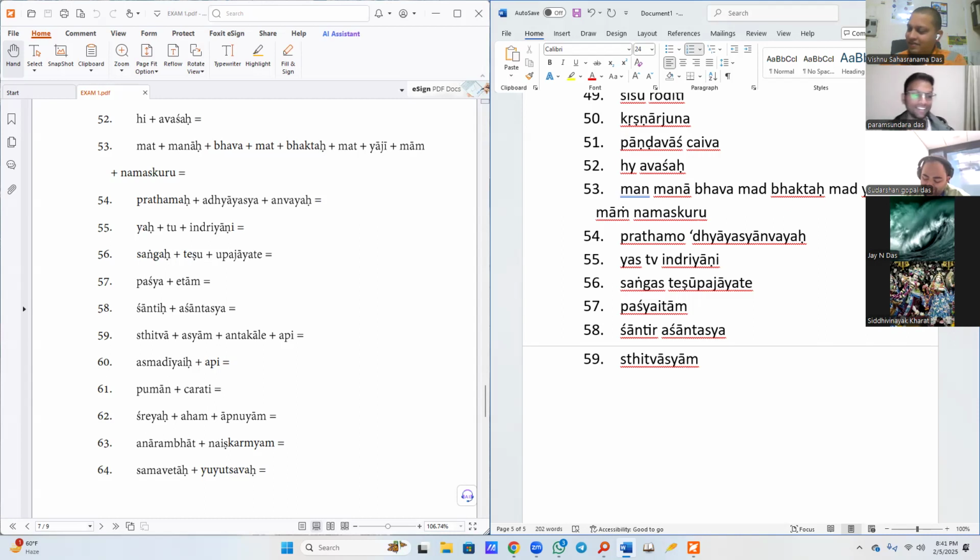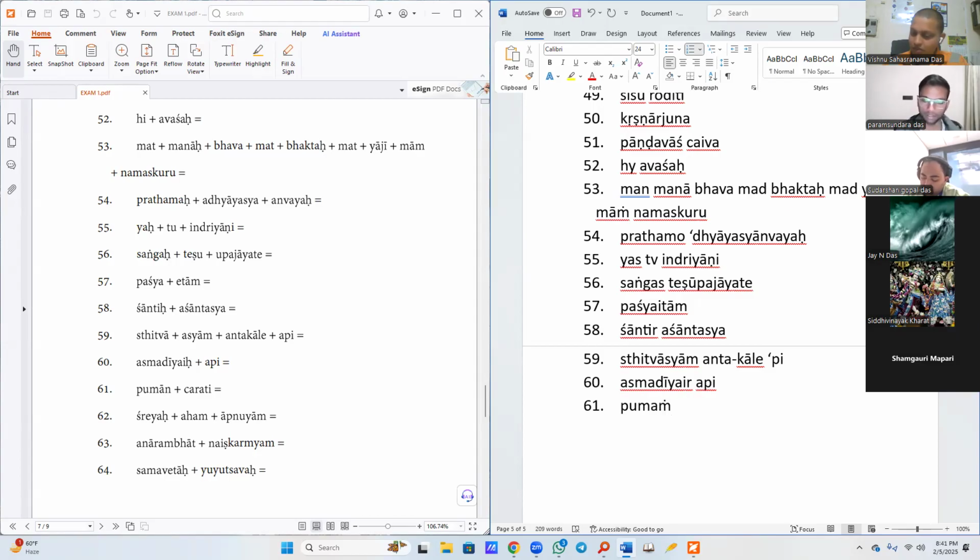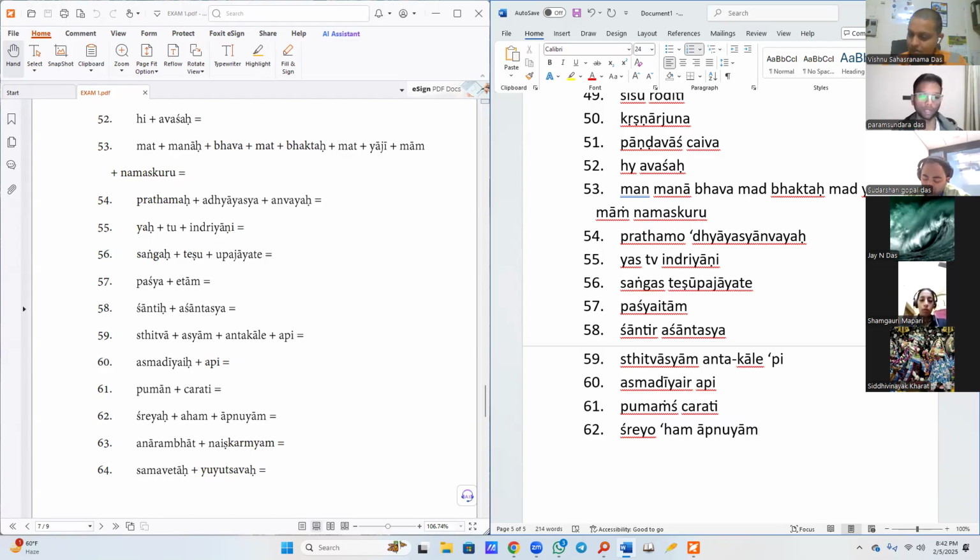Okay. So Sthitvasyam ante kale pi asmadiyai. So asmadiyai api becomes asmadiyai api. Puman charati nispriya. You know, Gita is there. Pumang charati nispriya. Shreyo aham apnuyam. No, nothing in aham and apnuyam. It's the same there.